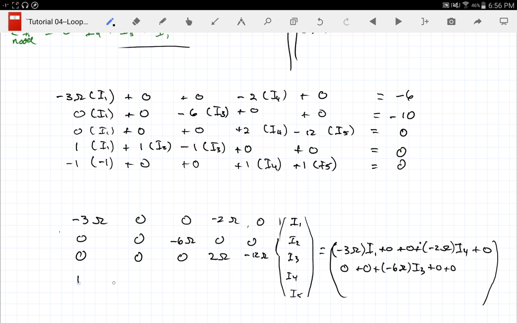The next one, 1, 1, minus 1, 0, 0. And the final one, minus 1, 0, 0, 1, 1.